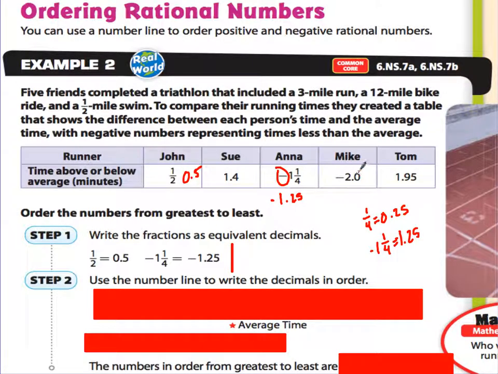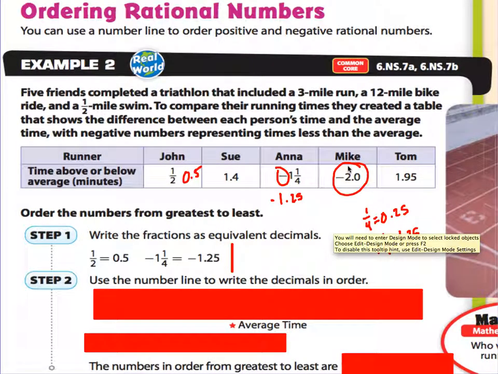Okay, so my smallest number is going to be the negative 2. Okay, so the negative 2 is smallest because of the fact that it is furthest to the left. All right, so I'm actually going from greatest to least, so I know this has to be my last number. That's why we have to make sure to read directions carefully. I missed that we're going from greatest to least.